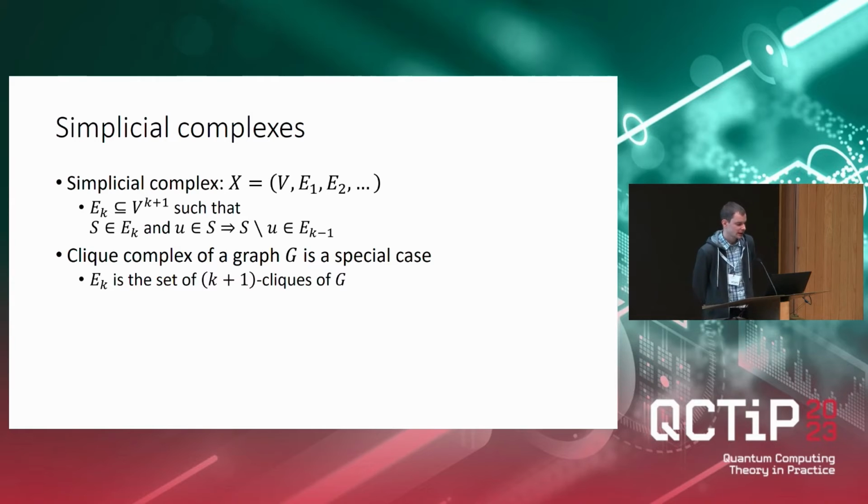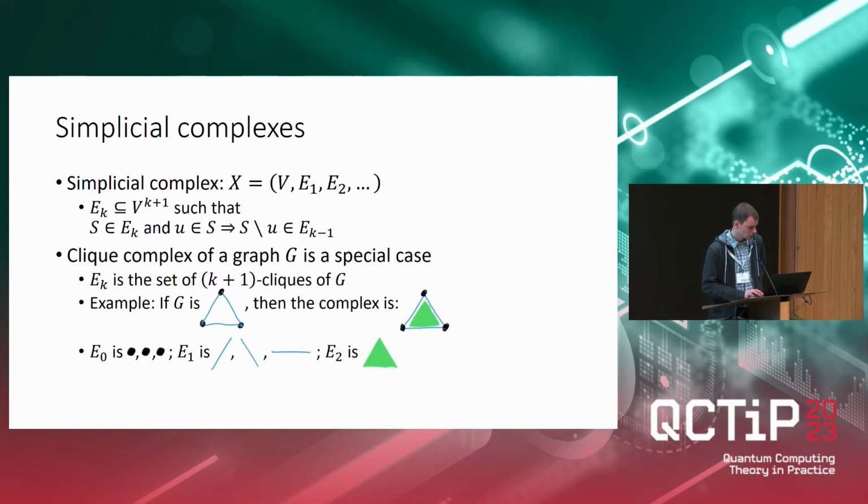And the clique complex is a special case. So we are given a graph G, and we say that the complex is just going to be all the cliques of the graph. So the set of k faces is going to be the set of k plus 1 cliques of G. So for example, if we have this very little graph here, then the complex is going to look like this. And by this, I mean that we are going to have three vertices, three edges, and there is going to be also a triangle in the complex.